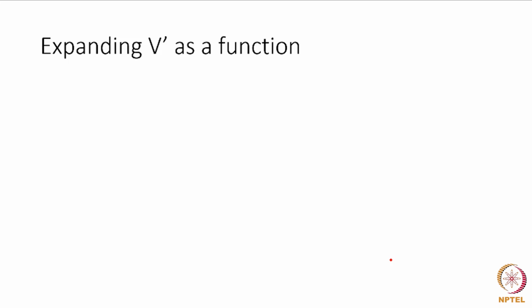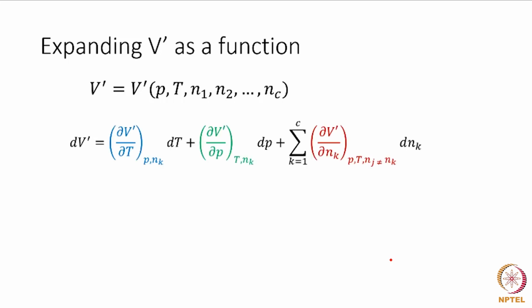So we treat the volume V as a function of pressure, temperature, and the number of moles of all the constituents, assuming that there are C constituents for this particular solution. So we can expand the volume as a function of P, T, N1 up to Nc. In that case, a small change in the volume of the solution can be expressed in terms of the differentials of the pressure, temperature, and other parameters as follows.